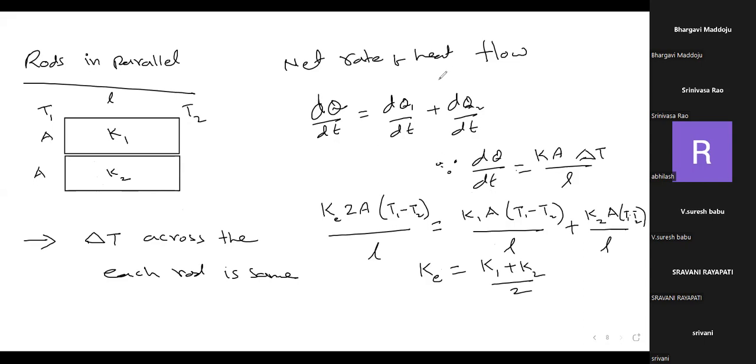The total rate of heat flow will be equal to the sum of the rates of heat flow through each rod. And the next one is that the temperature difference should be constant. Based on these two points only, the problems can be solved. Next, one more thing: R is L by KA, and L by 2A into K is nothing but the effective resistance. In parallel, 1 by R equals 1 by R1 plus 1 by R2.